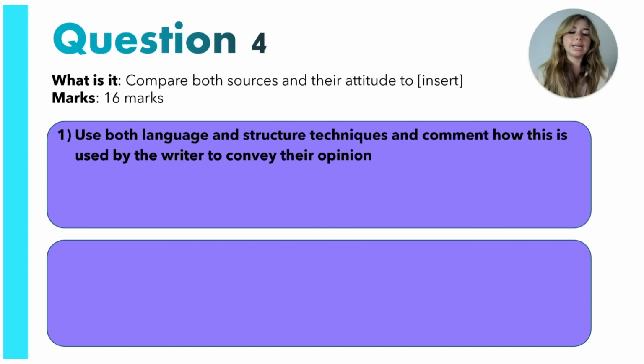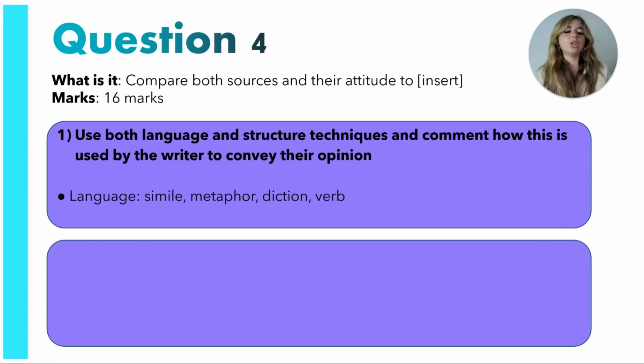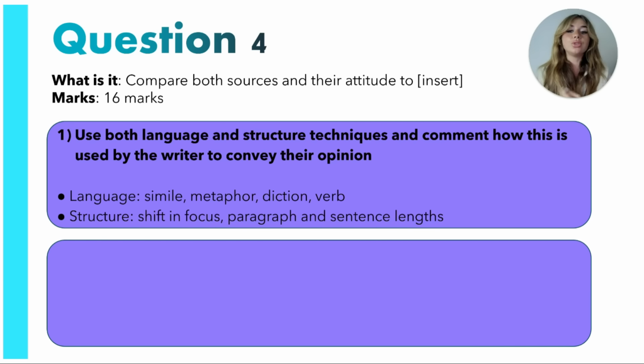So language and structure techniques. What I mean by this is you want to use things like simile, metaphor, diction, verbs. For structure techniques, you want to use shift in focus, paragraph and sentence lengths, all of those different techniques, and then comment on how that shows the writer's opinion. For this question as well, guys, you want to use both language and structure techniques, and say how that shows their opinion. If they're using a metaphor, what does that show about their opinion or viewpoint? Everything for this question should be linked back to how that displays their viewpoint on the given topic.